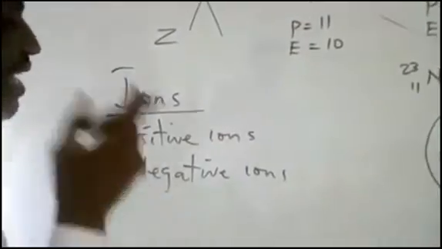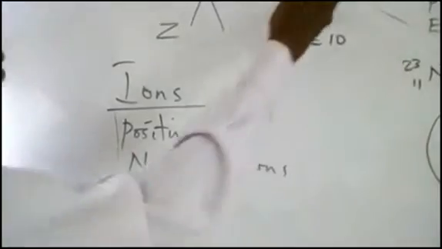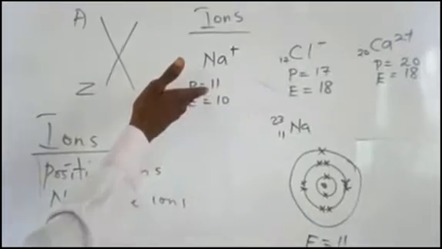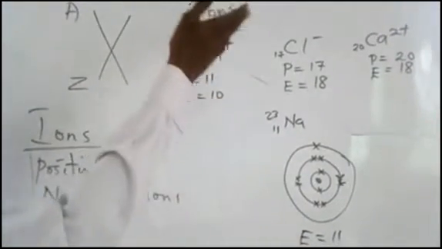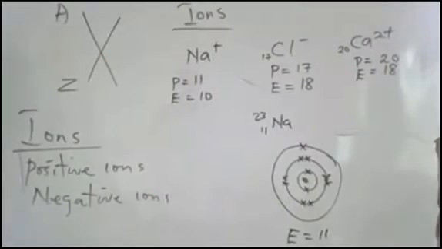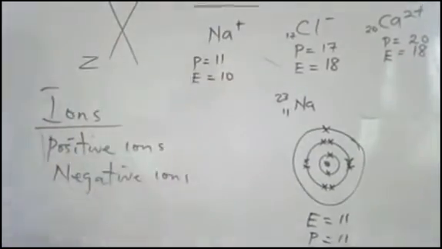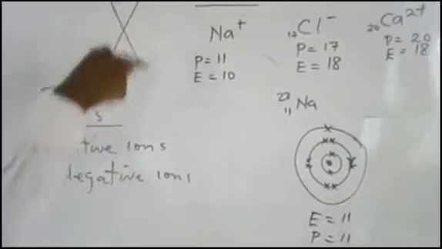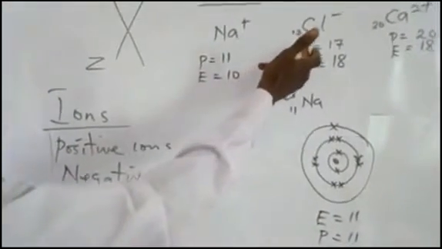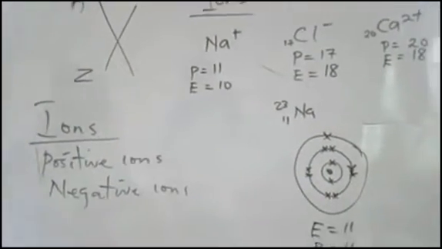Positive ions are formed when an atom loses electrons. That is what happened to sodium here: sodium has lost 1 electron from its outer shell. And calcium has lost 2 electrons from its outer shell. But a negative ion like chlorine has gained 1 electron to its outer shell. So instead of having 17 electrons, the number of electrons is now 18.